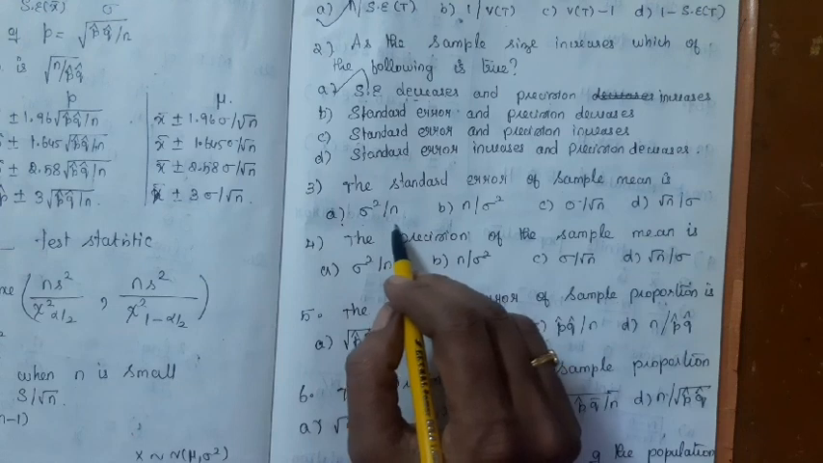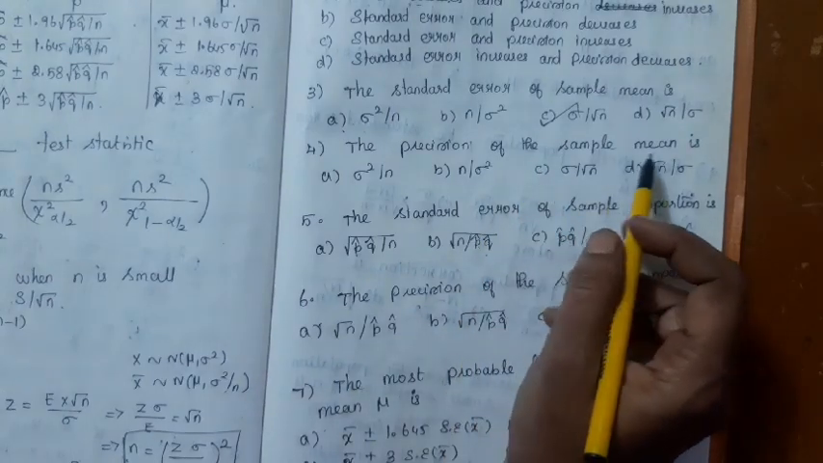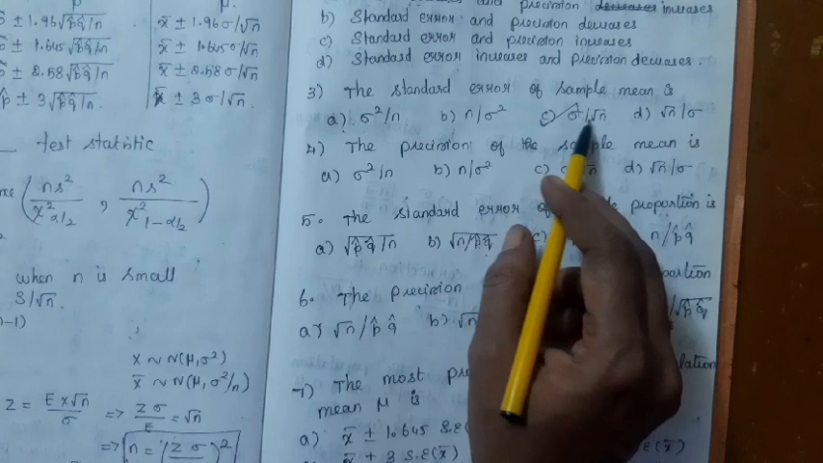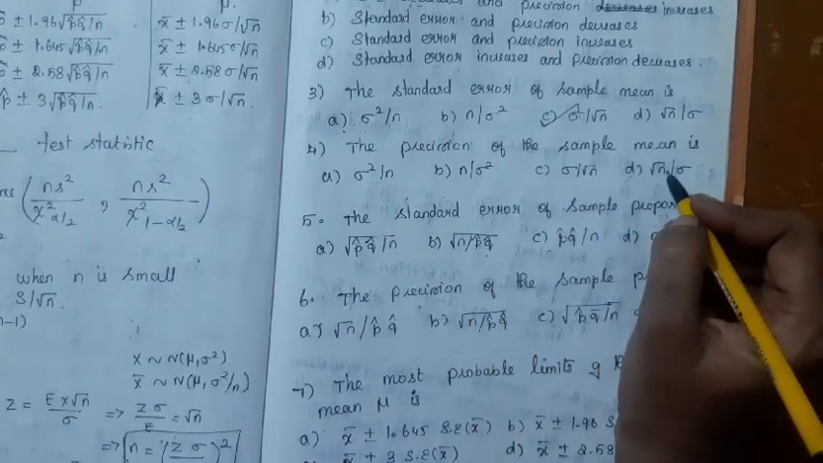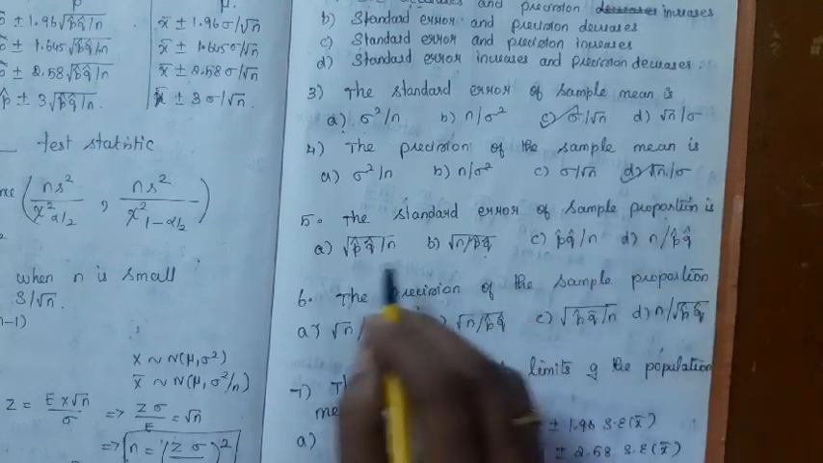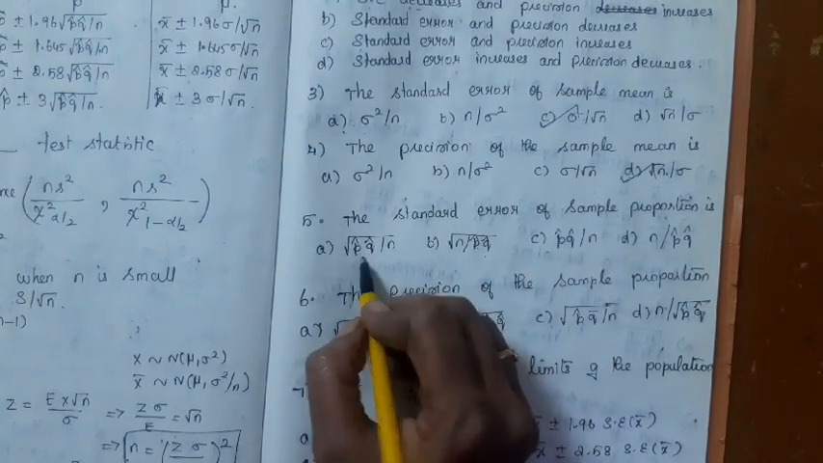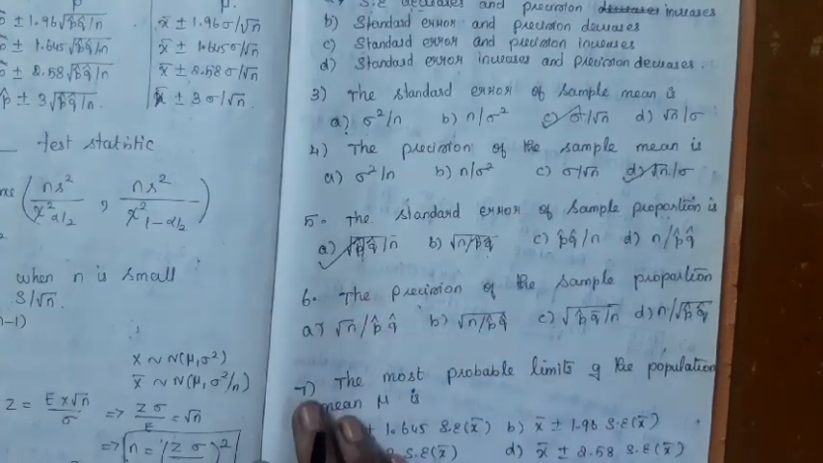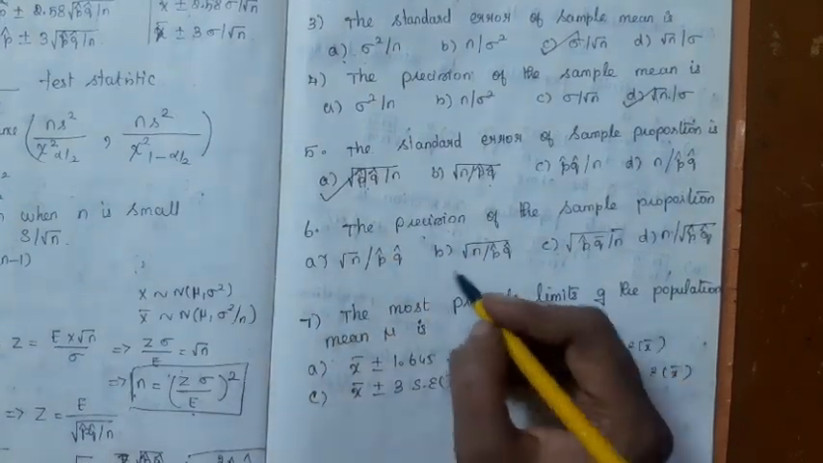The standard error of the sample mean, this is the variance. Okay. Standard error is sigma by square root of n. The precision of the sample mean is the reciprocal of the standard error, so it is square root of n by sigma. The standard error of sample proportion is root of estimate of P into estimate of Q by n. The precision is just the reciprocal of it.